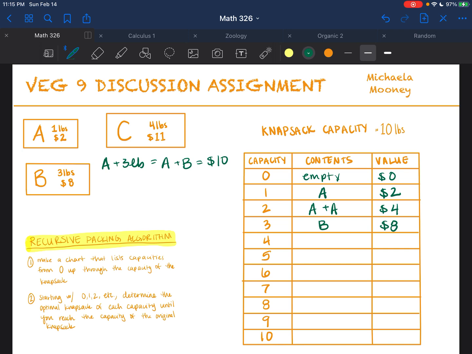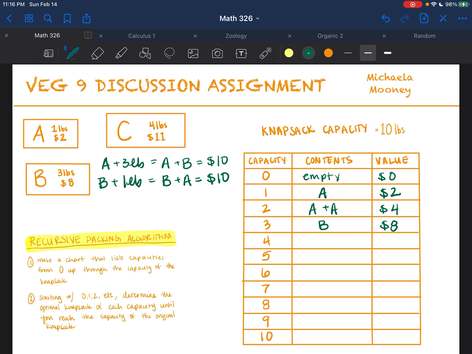And then after A, we do B. B weighs 3 pounds. Adding 3 pounds to our 4 pound capacity means we have 1 pound left to fill. So we take a look at what our optimal combination for a 1 pound capacity would be, and that would be A, which is worth $2. So we do our original B plus A, and that is $8 plus $2, which is $10.